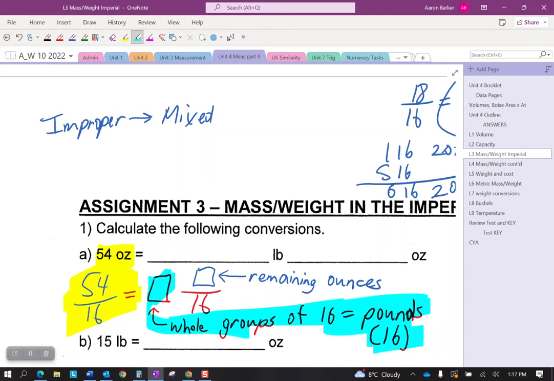The number up, in this blue, the whole number of pounds will go on this line. The remaining pieces, the remaining ounces, that goes on that line. This is very, very similar to what we did with inches and feet.